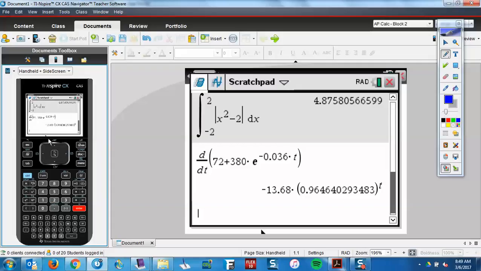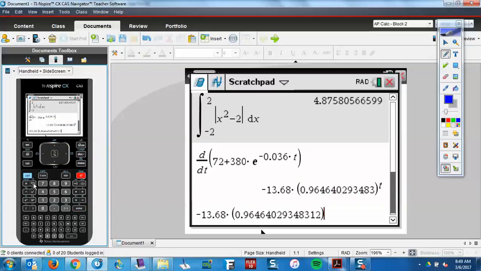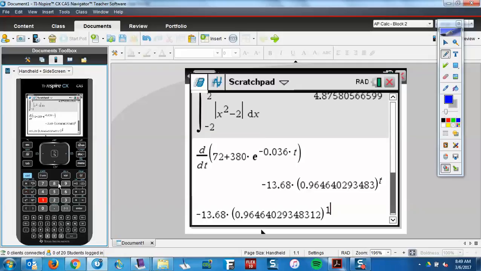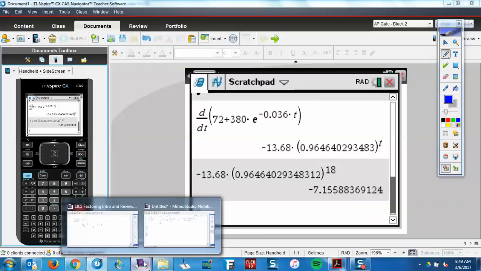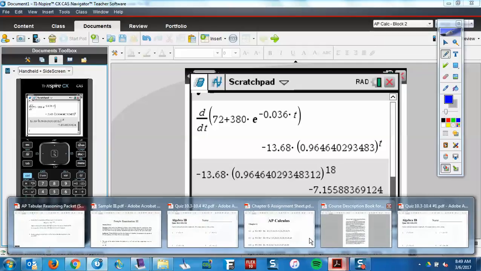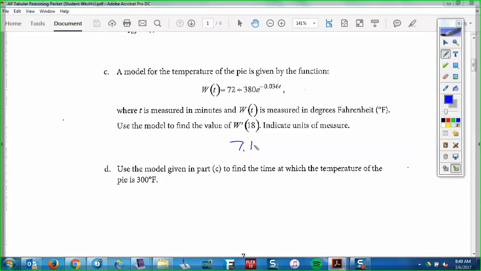So all we have to do is plug in an 18. Probably the quickest way on this one is just to delete that t and raise it to an 18. But you can do the vertical bar and do t equals 18, right? Do the vertical bar, so you just plug in an 18, and there it is, negative 7.156. What would be the units?